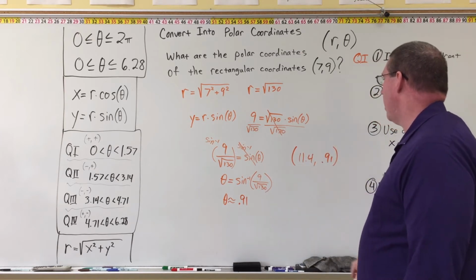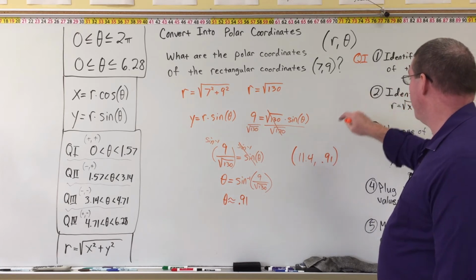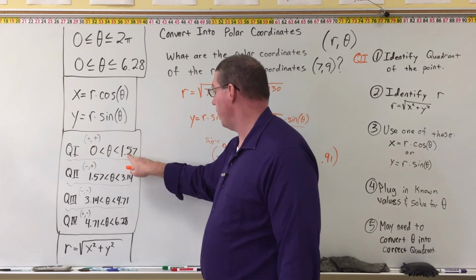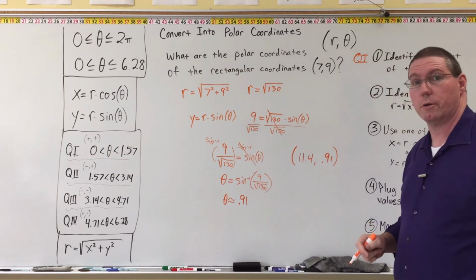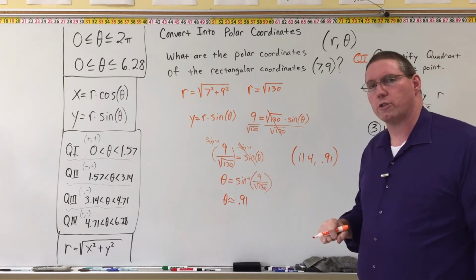11.4 radius, 0.91 radians, and this 0.91 is between 0 and 1.57, so it is in the first quadrant, and that's why we didn't have to make a conversion. Okay. All right, now let's do one that is in maybe the third or the fourth quadrant.